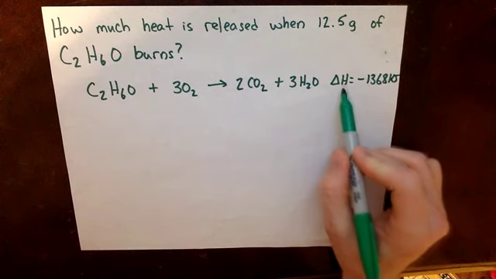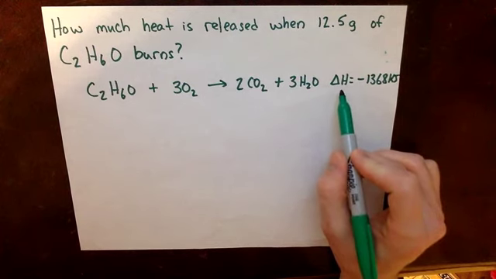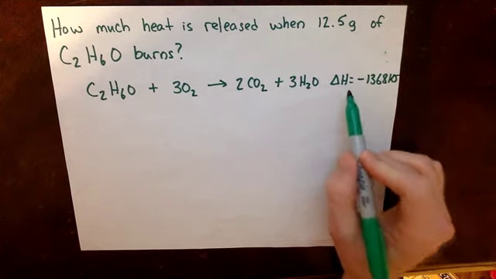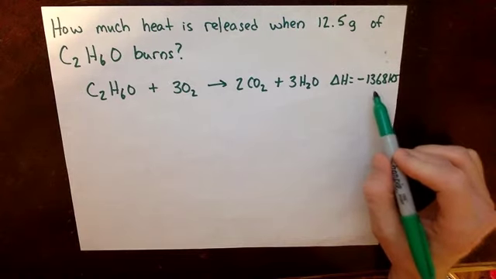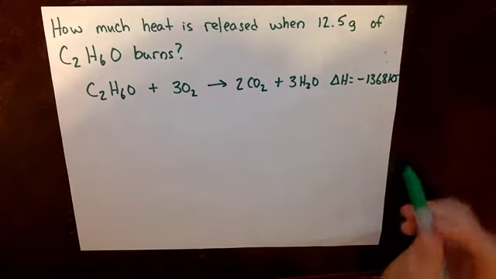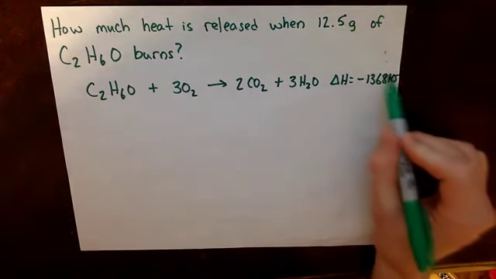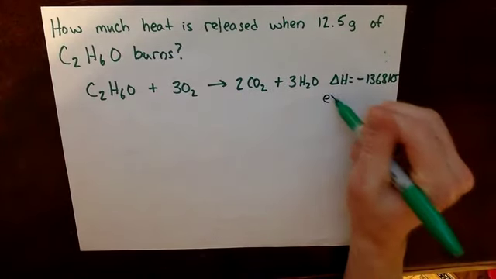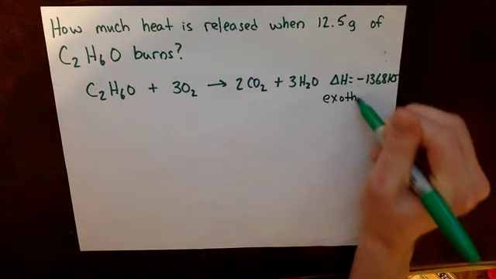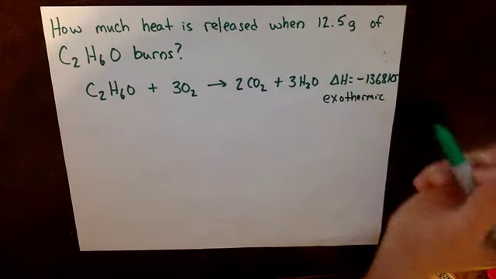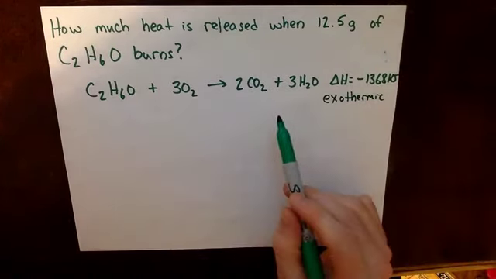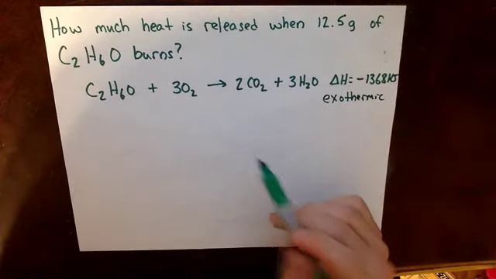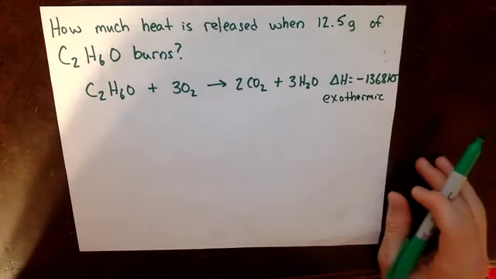And then over here, you'll notice that it gives you the delta H for this equation, and delta H equals negative 1,368 kilojoules. Remember that since this is negative, that means that energy is leaving the system. So this is an exothermic reaction, which makes sense because this is a combustion reaction, and whenever you think of combustion reactions, they usually release energy.